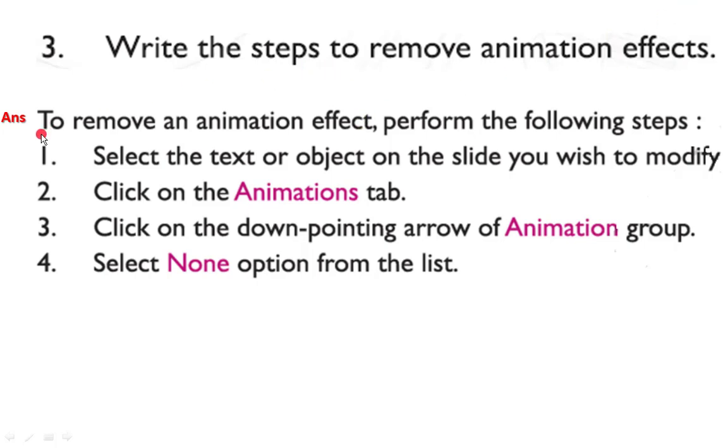So, to remove an animation effect, perform the following steps. Step 1, select the text or object on the slide you wish to modify. Click on the Animations tab. Click on the down pointing arrow of animation group. Select none option from the list.